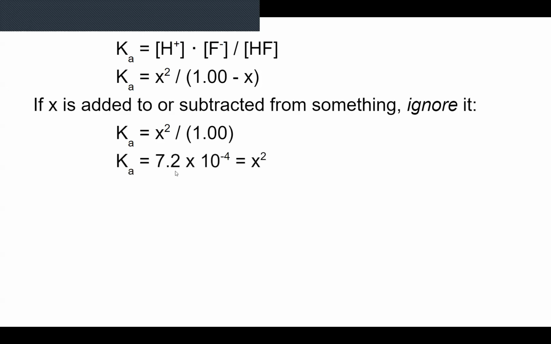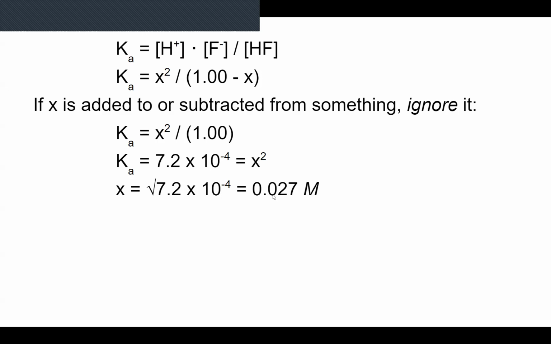Now we plug in 7.2 times 10 to the negative 4th, which is the Ka value. We multiply both sides by 1. And that works out to be x squared equal to 7.2 times 10 to the negative 4th. Take the square root of both sides. And x, the square root of 7.2 times 10 to the negative 4th, is equal to 0.027.